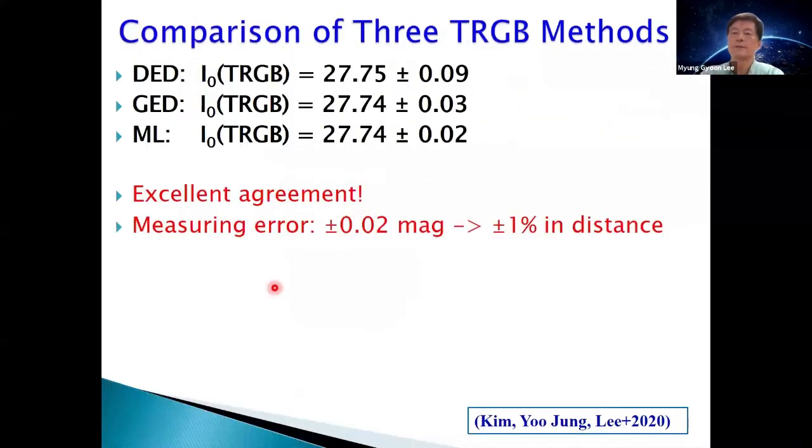So if you compare all these three, it's amazing. They show excellent agreement. The difference is only 0.1, and measurement errors are typically 0.02 or 0.03. A measurement error of 0.02 magnitude corresponds to 1% in distance. So you can get a measurement of TRGB magnitude leading to a 1% error in distance. This is amazing, because in the past, if you got 10% error in distance estimations, every astronomer was very happy. But not anymore these days, because of the Hubble tension.